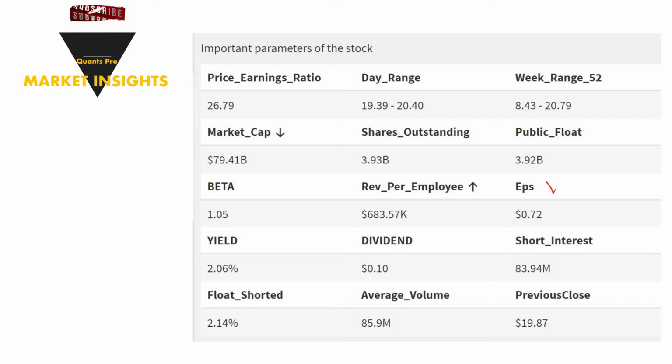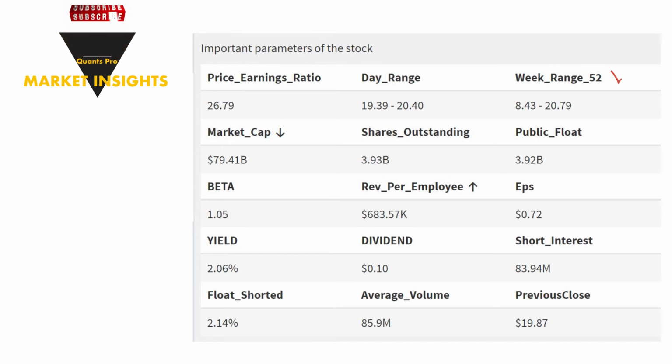The market capitalization value, which expresses the weight of the company's performance in the market, is $79.41 billion. Public float value is also approximately 3.92 B. The stock of the company closed at 1.87 with an average volume of 85.9 M, while the stock oscillated in the range of 19.28 to 20.40 during the day. The 52-week movement range was 8.43 to 20.79.